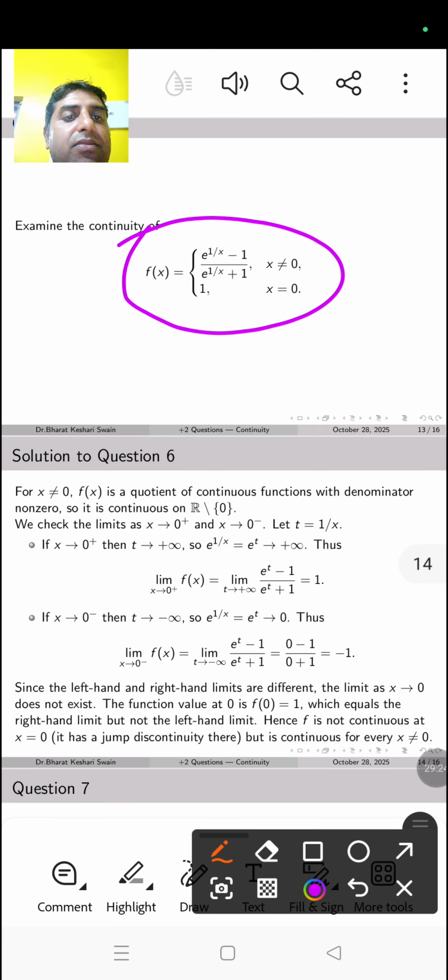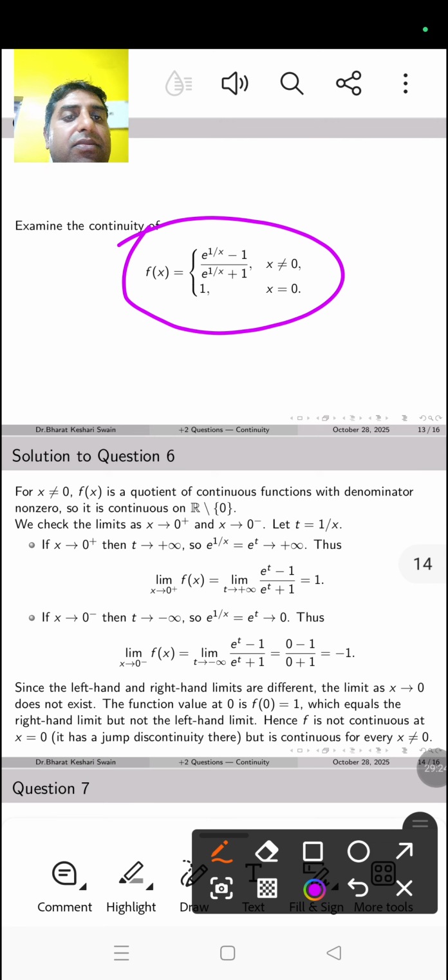f(x) equal to 1 by x plus greatest integer of x. This is the greatest integer function, which we have already defined in the previous class. You can check: for x less than 0 it is minus 1, and for x greater than or equal to 0 it is also minus 1. So x greater than 0 gives minus 1, and x equal to 0 is also minus 1. Therefore the functional value f of 0 is equal to minus 1.